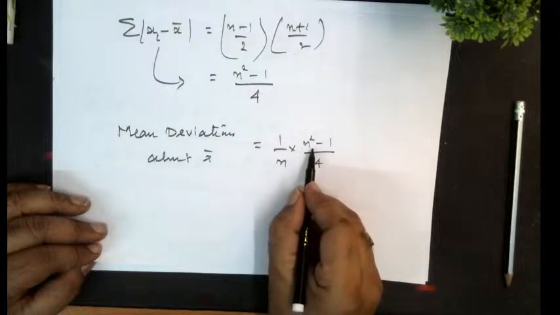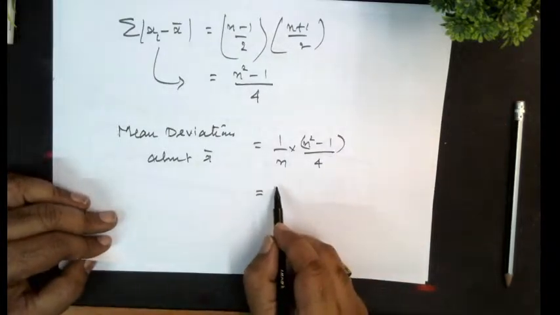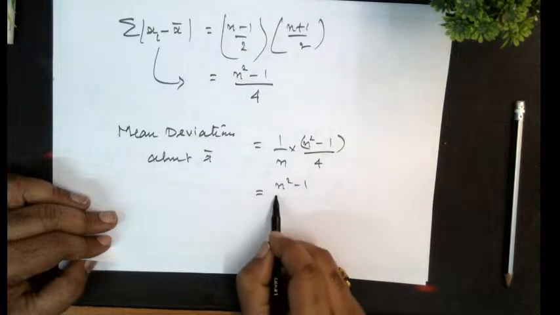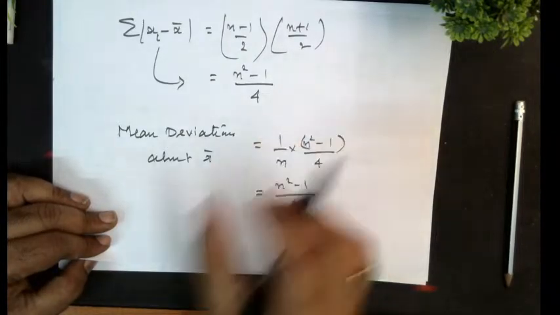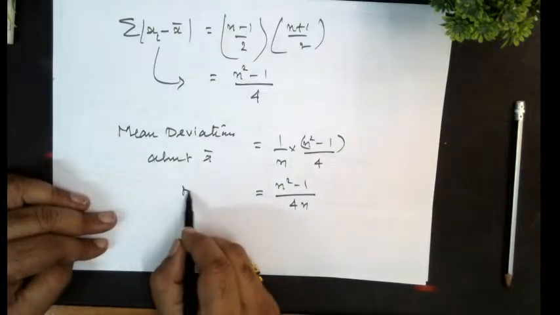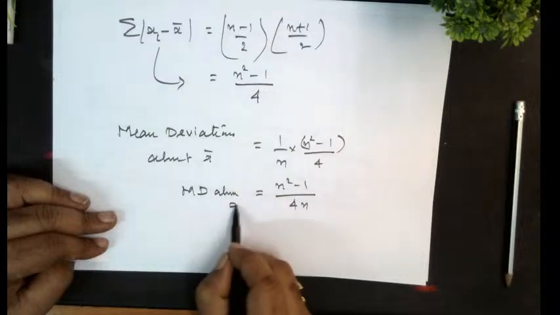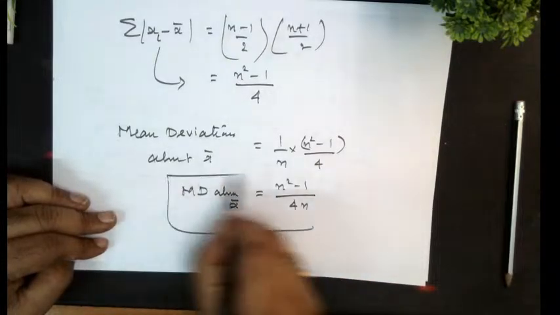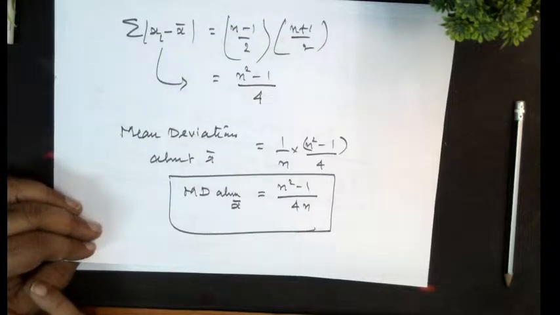அதெல்லாம் அடிக்கக்கூடாது, ஏன்னா இது சப்ட்ராக்ஷனில் இருக்குது. ஓகே, ஸோ அப்படியே போட வேண்டியதுதான். ஸோ அப்போ n squared minus 1 whole divided by 4n. இதையும் அடிச்சிடக்கூடாது, ஏன்னா இது சப்ட்ராக்ஷனில் இருக்குது. ஓகேவா? இப்போ புரியுதா? தட் இஸ் மீன் டீவியேஷன் அபவுட் மீன் அப்படிங்கிறது இதுதான். புரியுதா? Got it?